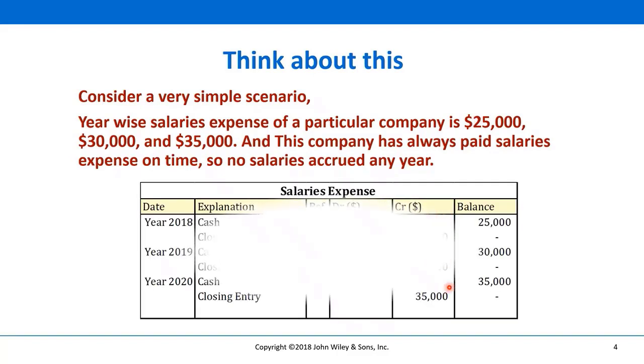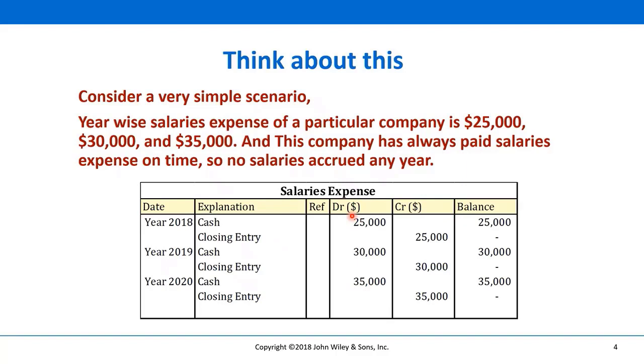We can do this. We know that expense will be debited, okay, that's fine. But before moving to the next year, because we know from the accrual principle that revenue and expense shouldn't be carried forward to the next year, right? So we will do that. How? Before starting the next year, at the end of the previous year, we will put an opposite entry.